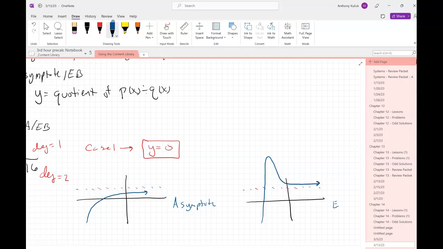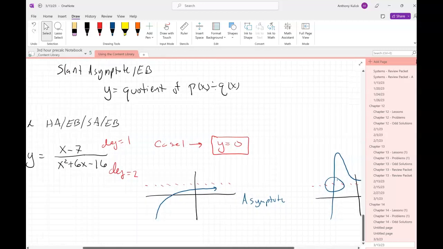This is not an asymptote. It's technically an end behavior. What's the difference? It crossed, right? Now, how can Mr. Kulik tell by looking at this thing that we have that it's going to cross and not just be an asymptote?